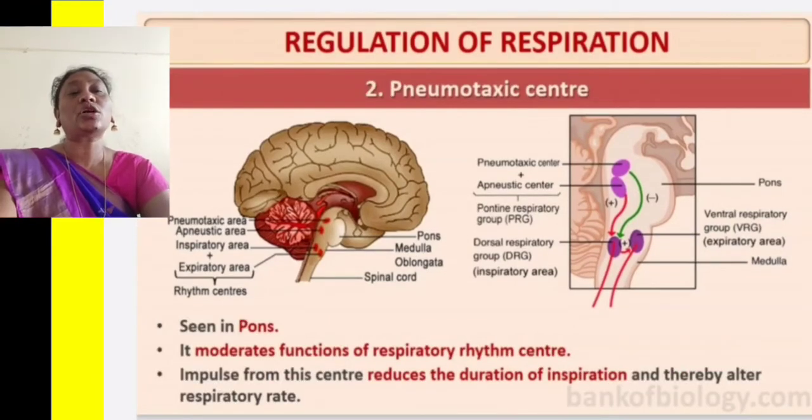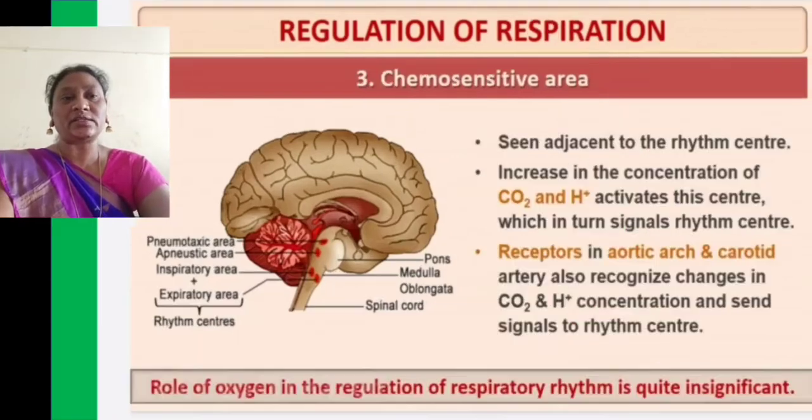Next, pneumotaxic centers. The pneumotaxic centers are seen in the pons. They moderate the functions of the respiratory rhythm centers. Impulses from these centers reduce the duration of inspiration and thereby alter the respiratory rate.